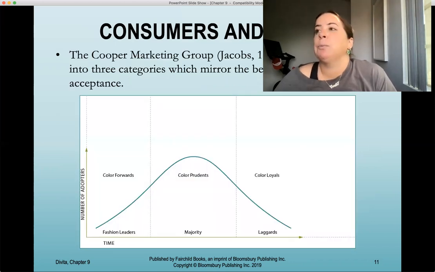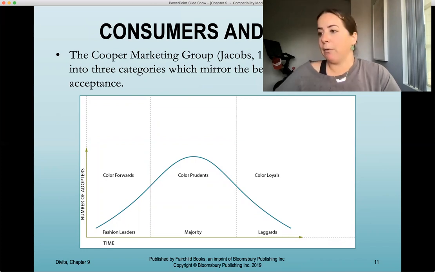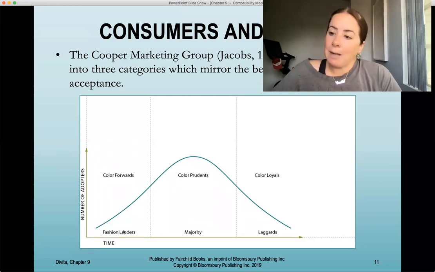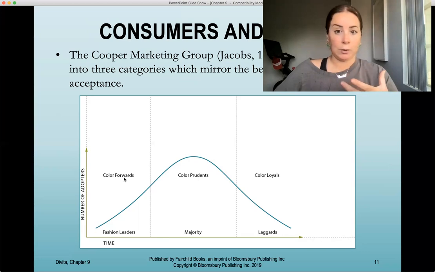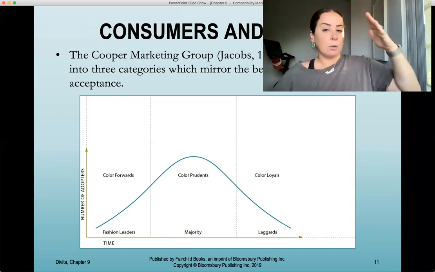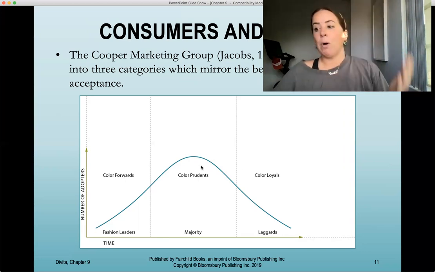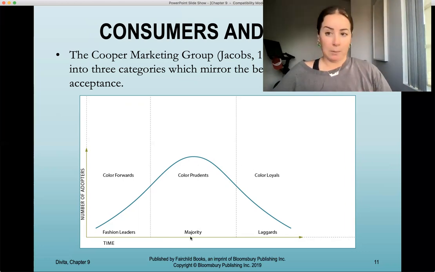Consumers and color. So the Cooper Marketing Group in 1994 divides consumers into 3 categories, which mirror the bell curve of consumer acceptance. We know these from previous chapters: the fashion leaders, the majority, and the laggards. We also can identify that the fashion leaders are typically very forward in their color choices. They're typically moving on to a different color palette prior to the majority of the population.